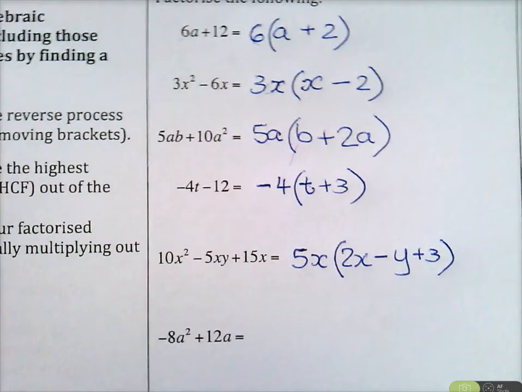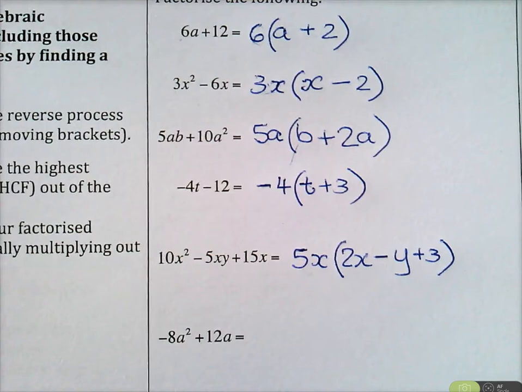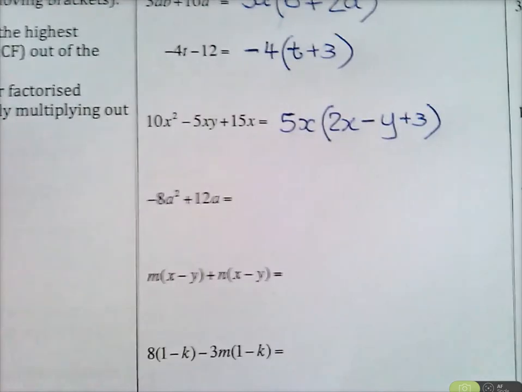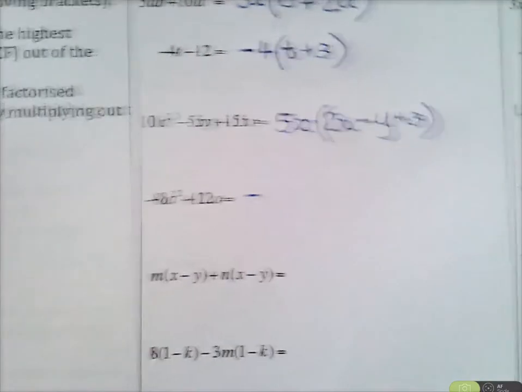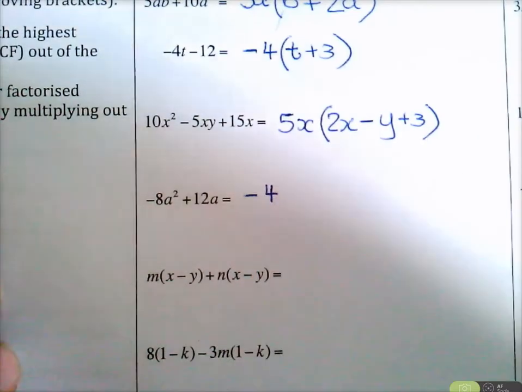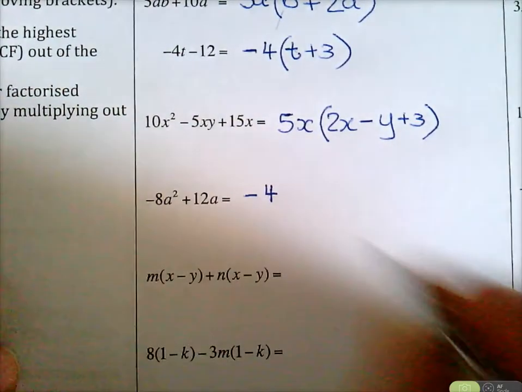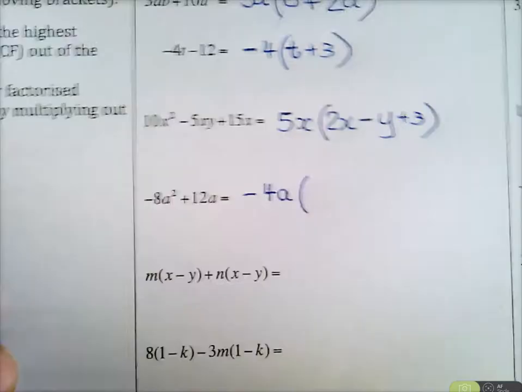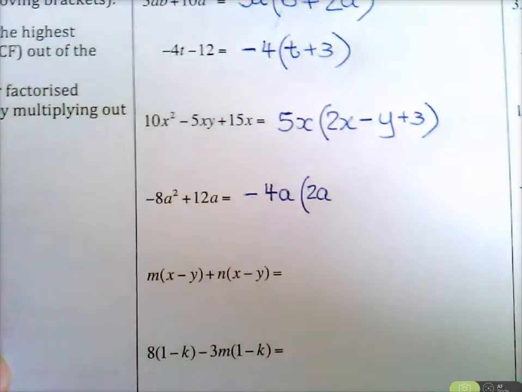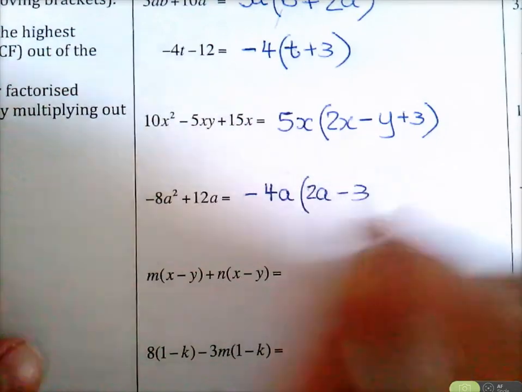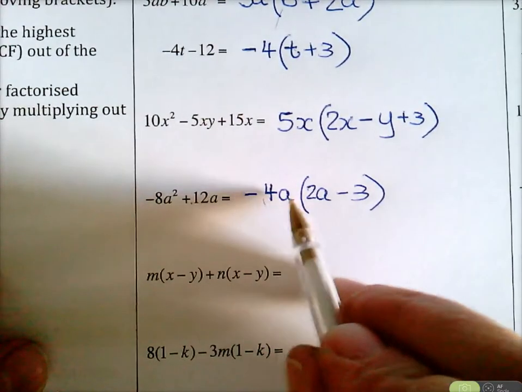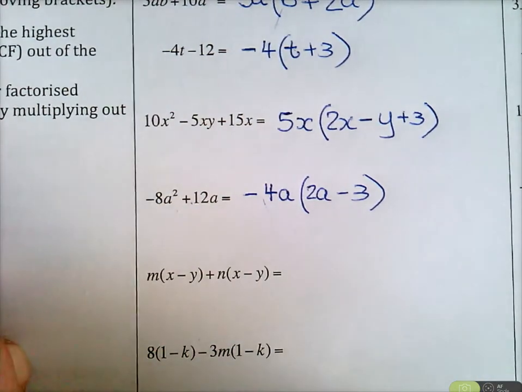All right, girls, as I said before, if there's a negative out the front, first term is a negative, you pull out the negative. So pull out negative. All right, what's in common between 8 and 12? 4 is in common. A is in common. Bracket. What are you missing? 2a, that gives me negative. All right, a negative times a negative is a positive. And 4a times 3 is 12a.